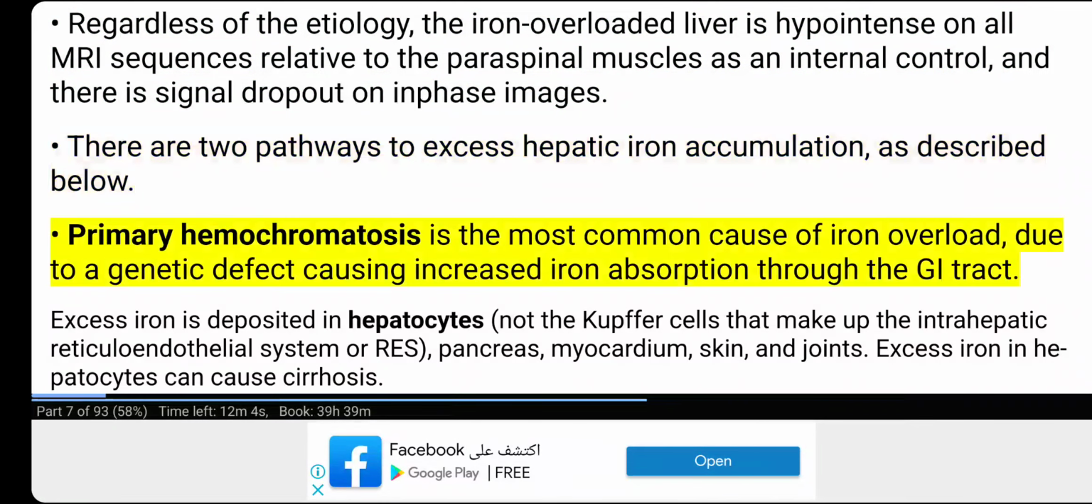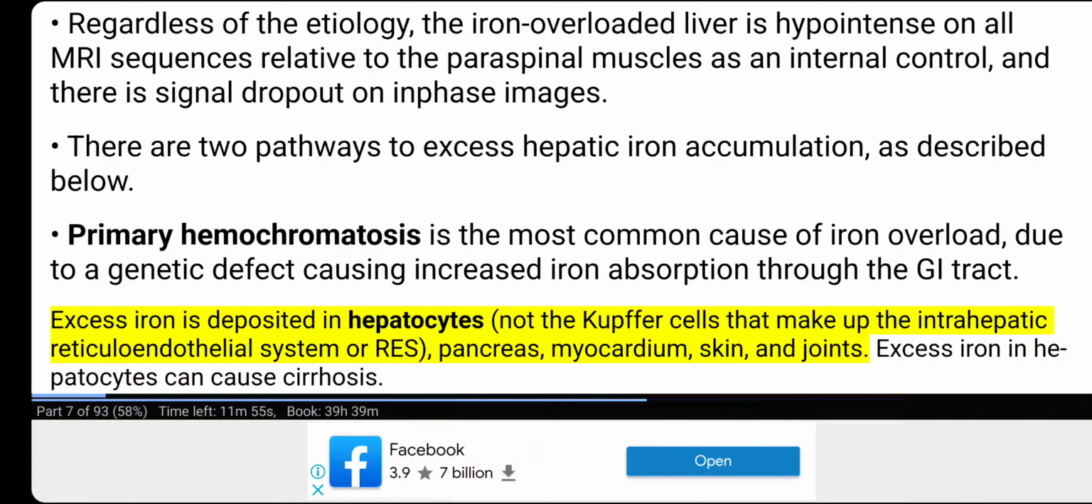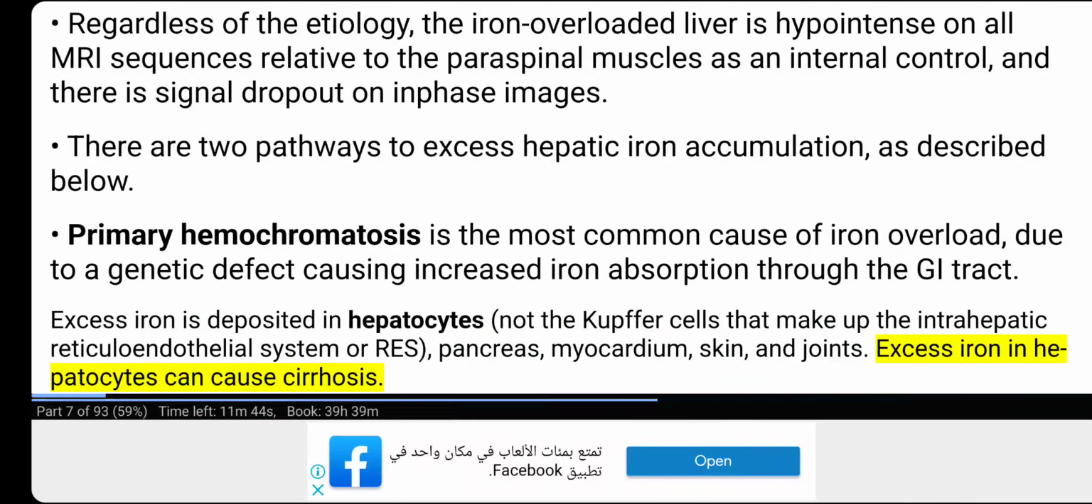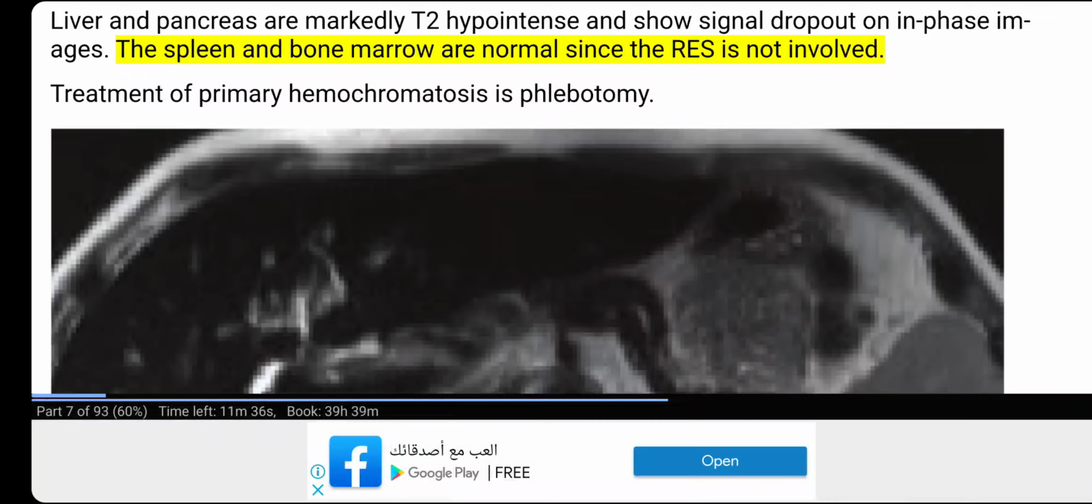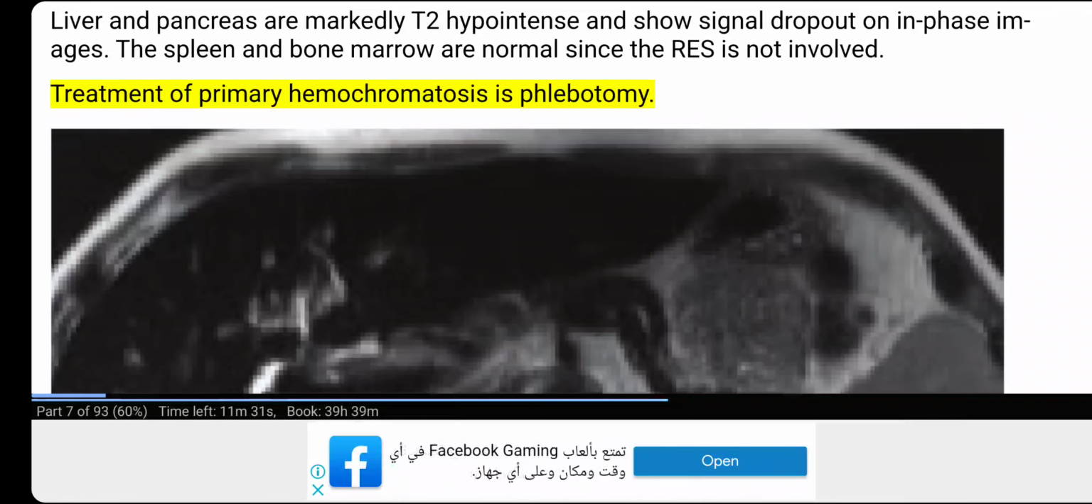Primary hemochromatosis is the most common cause of iron overload, due to a genetic defect causing increased iron absorption through the GI tract. Excess iron is deposited in hepatocytes, not the Kupffer cells that make up the intrahepatic reticuloendothelial system, or RES, pancreas, myocardium, skin, and joints. Excess iron in hepatocytes can cause cirrhosis. Liver and pancreas are markedly T2 hypointense and show signal dropout on in-phase images. The spleen and bone marrow are normal since the RES is not involved. Treatment of primary hemochromatosis is phlebotomy.